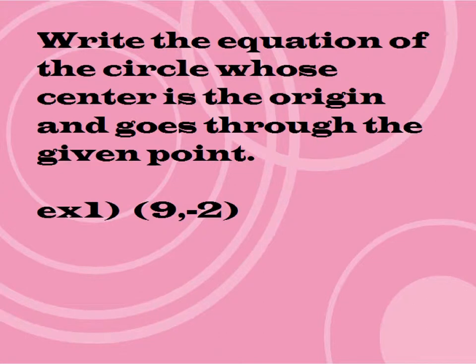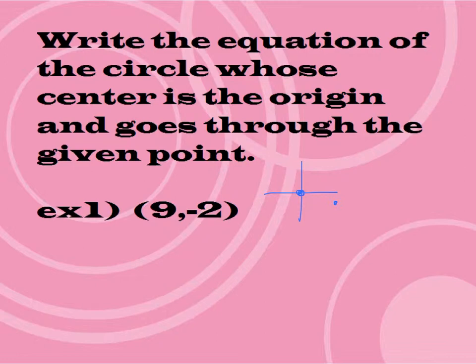Okay, let's try something where I give you something different. I don't hand it to you quite as easily. It says write the equation of a circle whose center is the origin and it goes through the given point. Okay, so if the center is the origin, then I'll know my h and my k, but what I'm going to have to do is figure out what the radius is. So this one has a point. I know it's centered here, and it goes through over 9 down 2, it goes through somewhere right here.